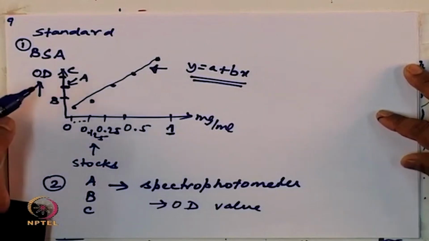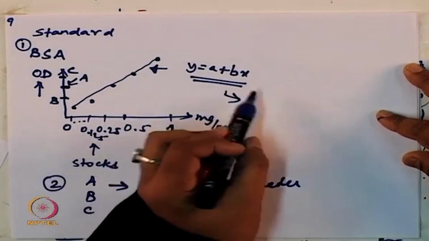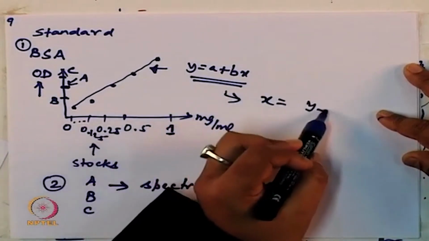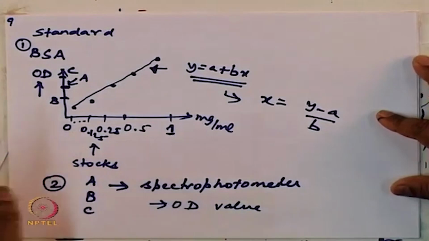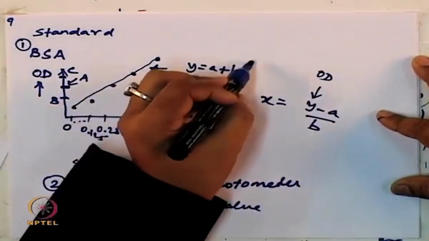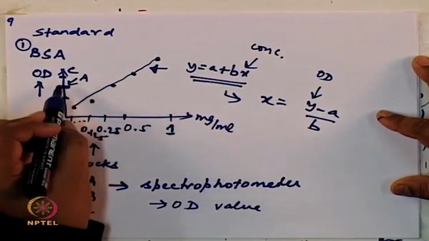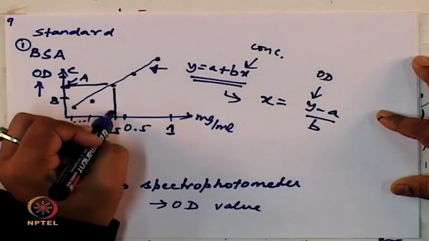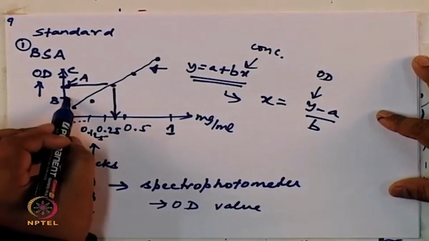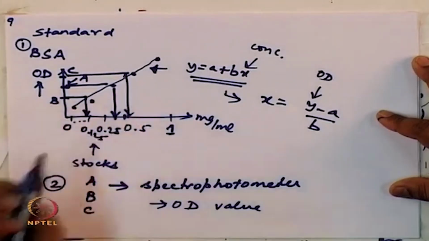So, how would you backtrack and find out the concentration? If you know the equation, you can invert the equation to find X is nothing but Y minus A by B. Okay. Because you know the OD value, which is your Y, so Y is your OD value and X is your concentration. So, given the OD value, you backtrack using this equation to find out the exact concentration of A, the exact concentration of B, and the exact concentration of C.